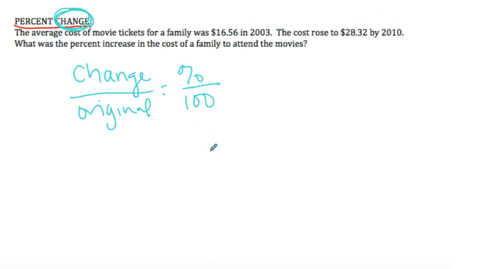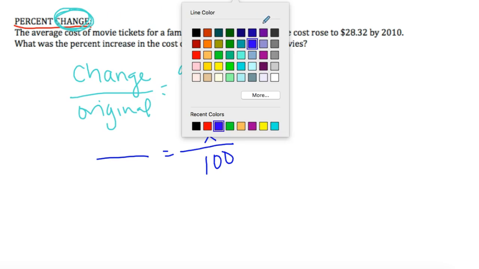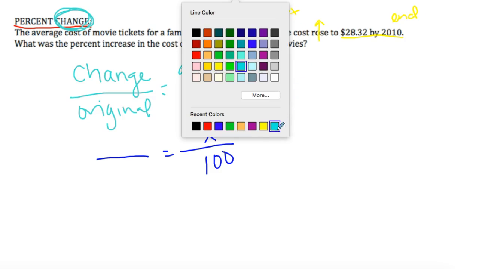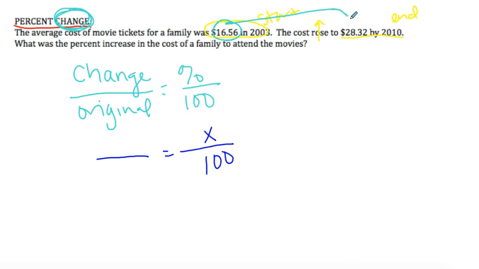So in this example, since we know we're looking for the percentage, I'm going to fill that in with x. Now I need to figure out my starting amount. How much did these, whatever we're talking about, and in this situation we're talking about movie tickets, how much did they cost originally? So the average cost for a family was $16.56 in 2003. The cost rose, meaning it went up here. So we can see that this is the start because it's 2003 and this is the end. So if we want to find the change, how much it changed, I need to find the difference between these.